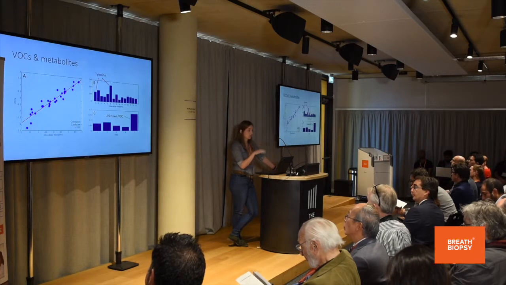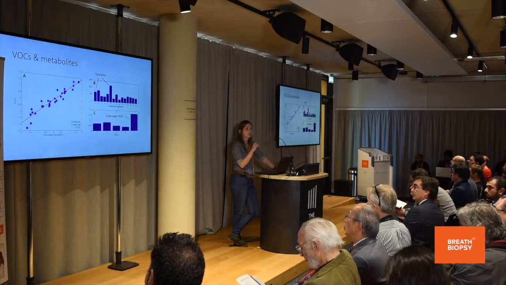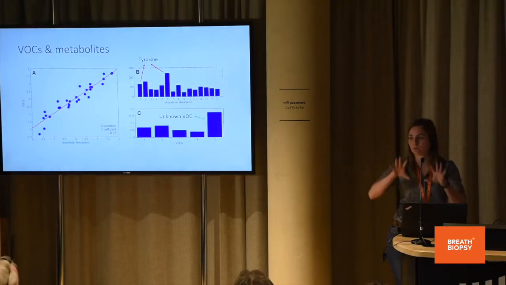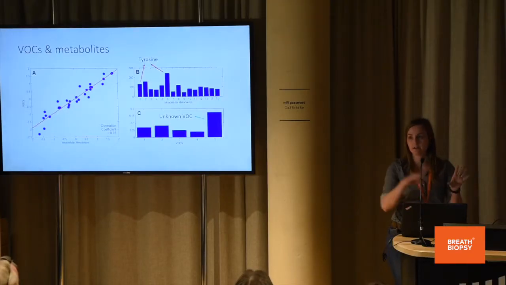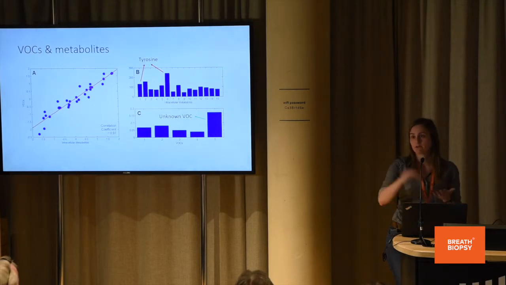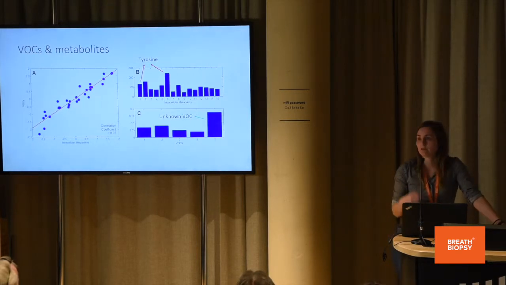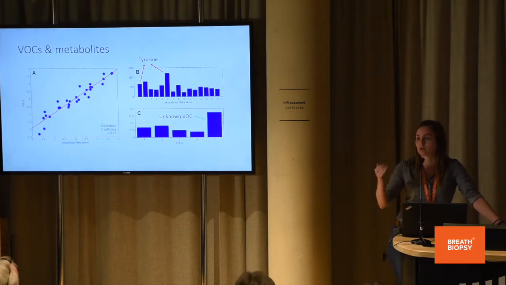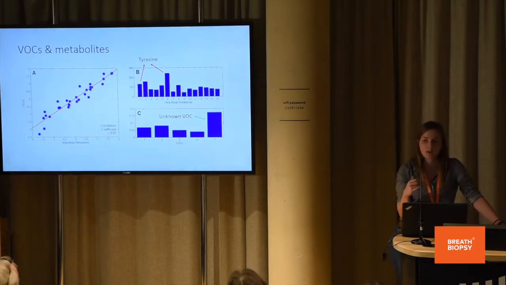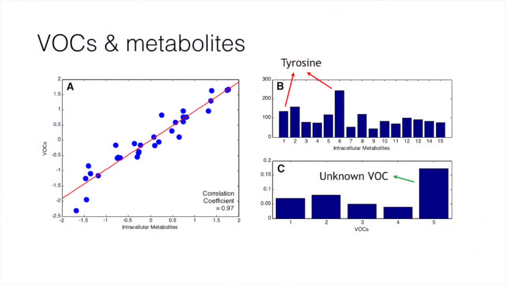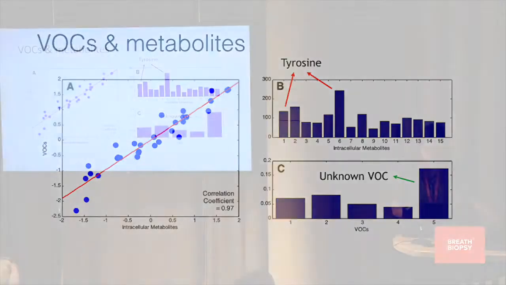So here's the result of the canonical correlation analysis. What you see basically is the correlation between two groups of data, right? So we have the VOCs on one side, we have the metabolites on the other side, and we tried to get a correlation. What we find here is a correlation coefficient of 0.97, which is obviously a very good correlation. On the right, you can see the contribution that each VOC or metabolite has on this correlation. You can, for example, see that tyrosine is involved, and that our unknown VOC, unfortunately, is in this case very involved. Unfortunately, we don't know what it is.